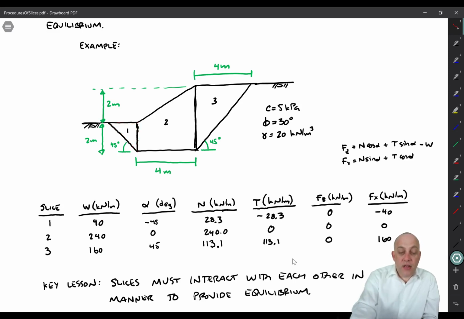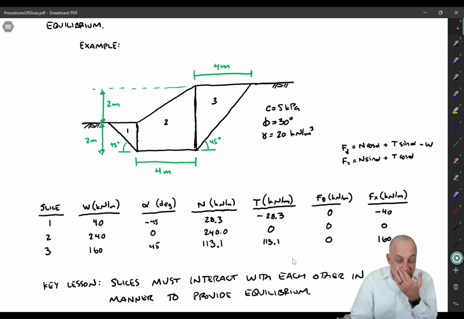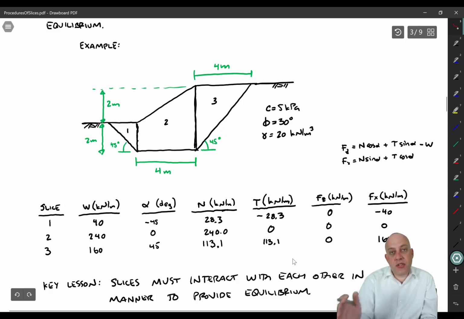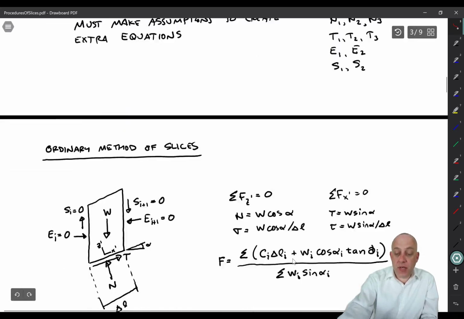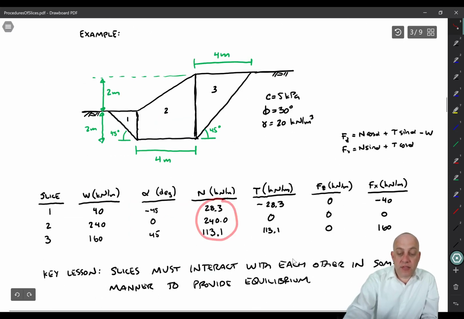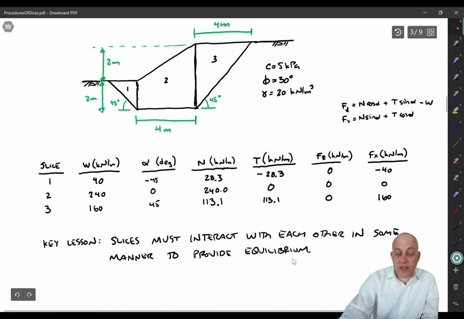Then we have alpha, which is the base inclination angle. Alpha also has a sign convention. We're measuring alpha counterclockwise as being positive, clockwise is negative. So the alpha for slice 1 is negative 45 degrees, alpha for slice 2 is 0, and alpha for slice 3 is plus 45 degrees. All right, then we can use the equation up here, W cosine alpha, to get the normal forces. Then we can do W sine alpha to get the shear forces here.